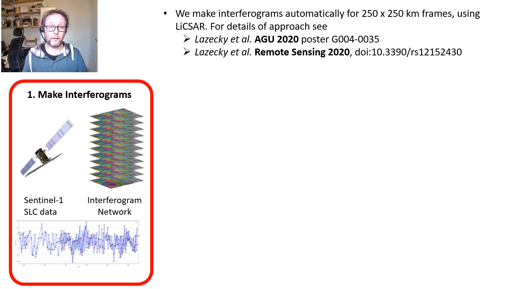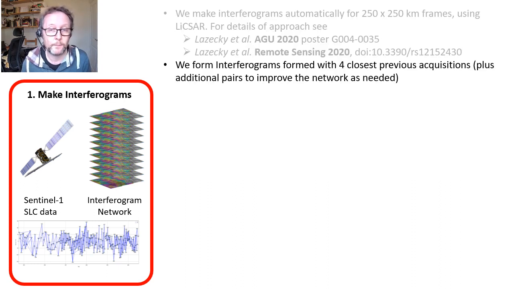Starting with making interferograms. So we do that automatically for 250 by 250 kilometer frames using the LiCSAR package that we've developed in COMET and the University of Leeds. And for details of that approach, you can see presentations at this AGU by Milan, who has a poster, or read the more detailed description in Milan's remote sensing article published earlier this year.